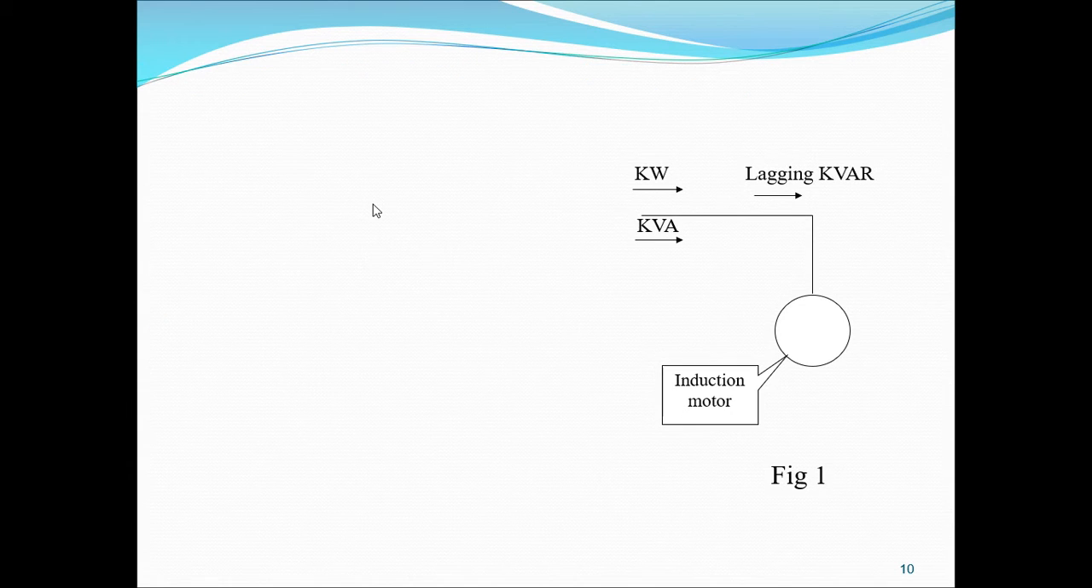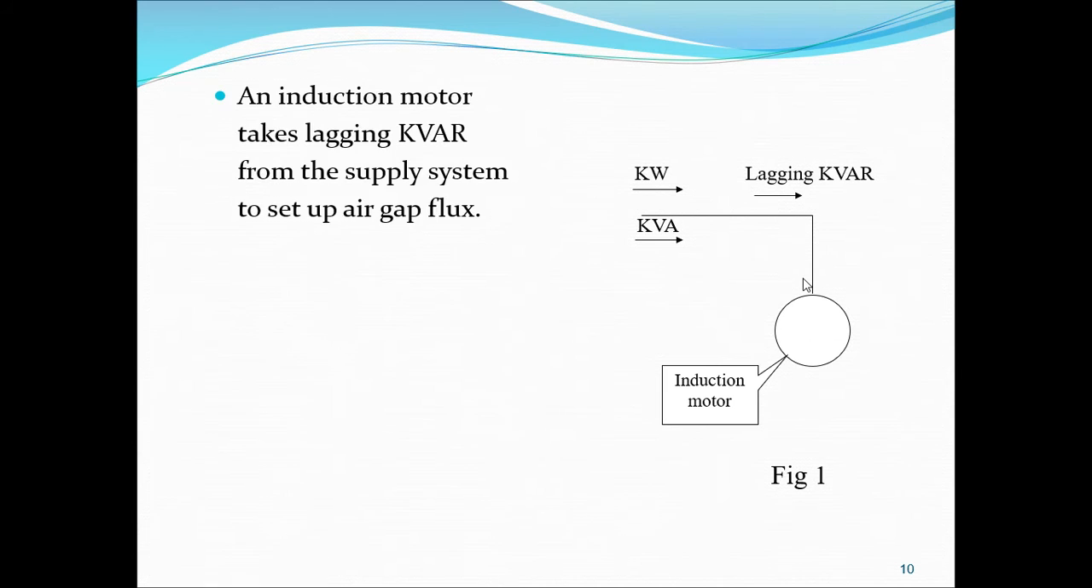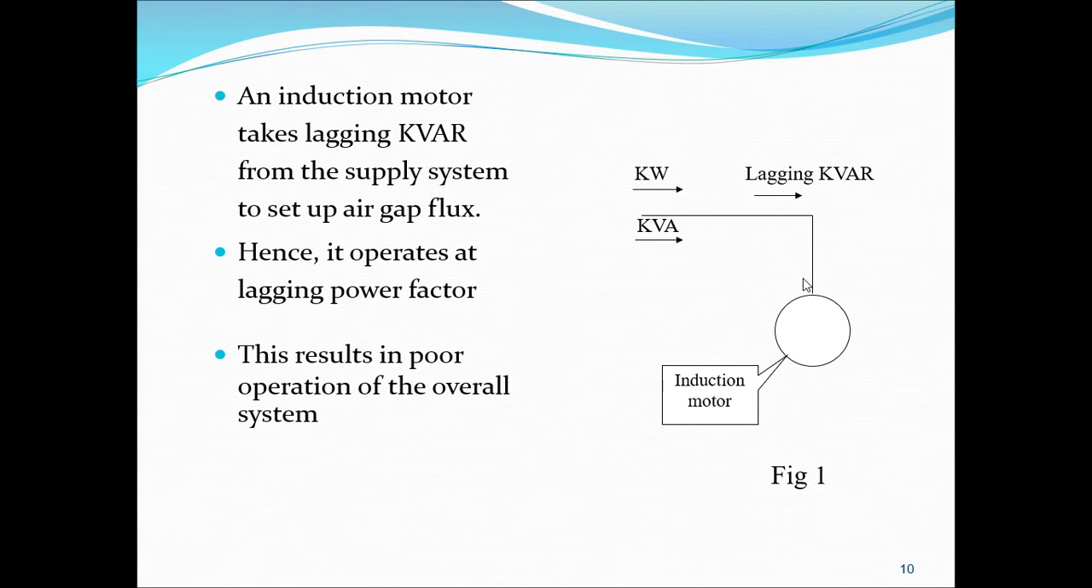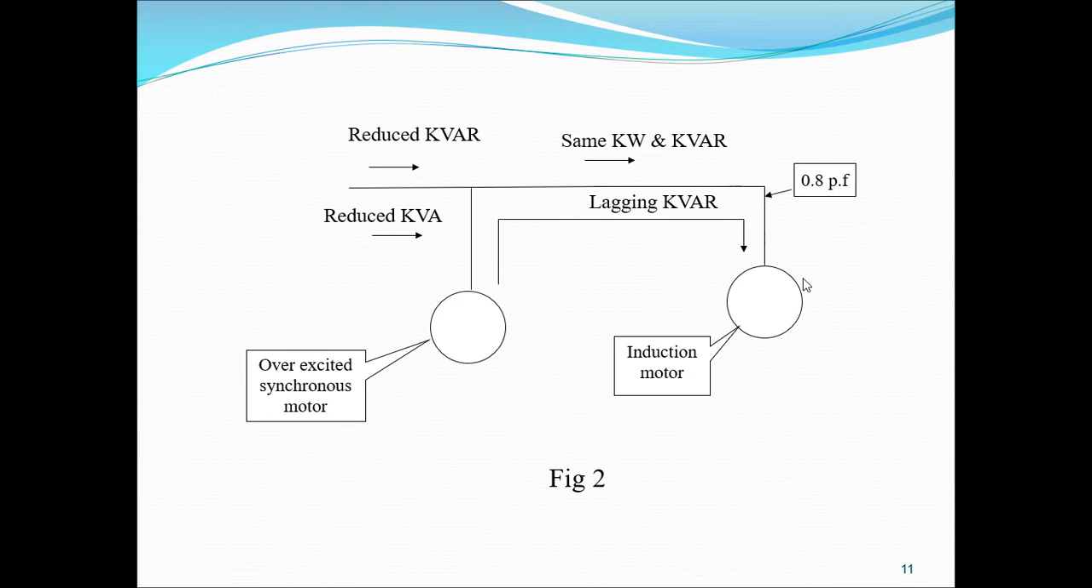So this is the figure showing the plant, and they all have induction motors. It draws lagging power factor kVA, and the induction motor takes lagging kVAR from the supply. Hence it operates at lagging power factor. Then what happens? It results in poor operation.